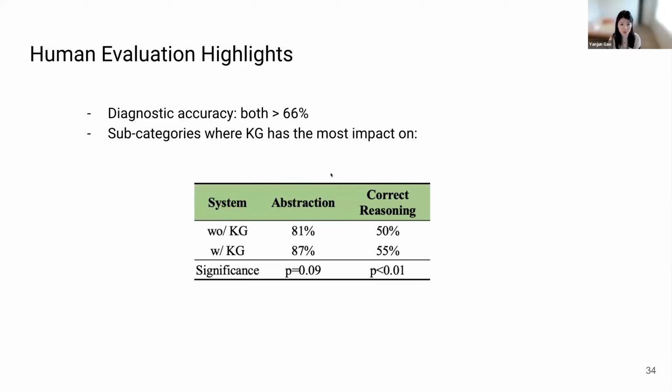These four medical professionals have inter-annotator agreement above 80% using this human evaluation framework. And the subcategories where incorporating the knowledge graph has the most impact, meaning they have statistical significance, are the level of abstraction, both on the diagnosis and the reasoning, and also the percentage of correct reasoning. So you can see that with knowledge graph input, the level of abstractiveness goes up to 87%. And the level of correct reasoning goes up to 55%, which is shown by statistical significance.